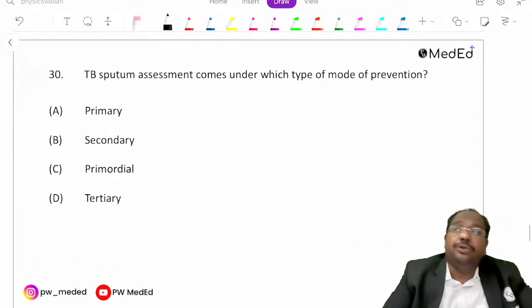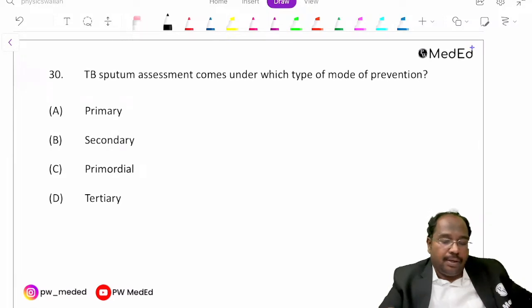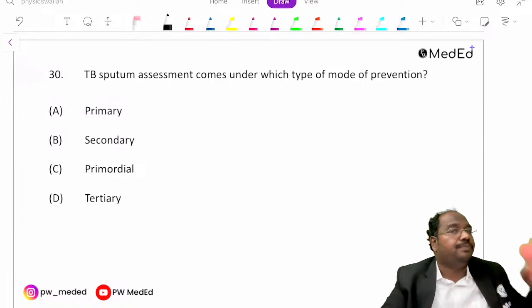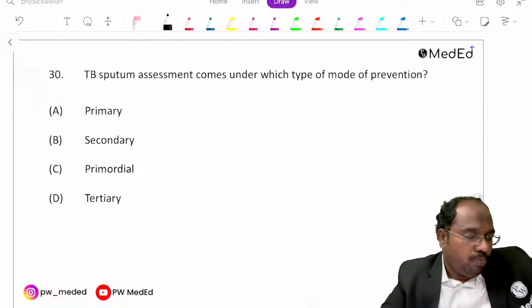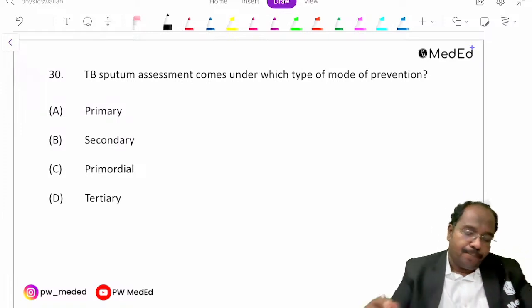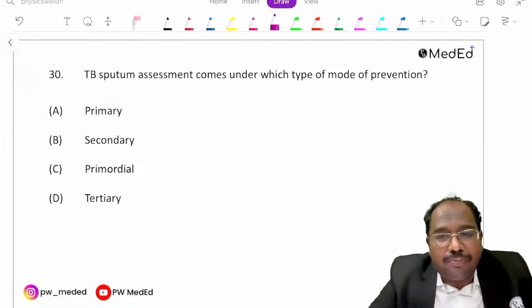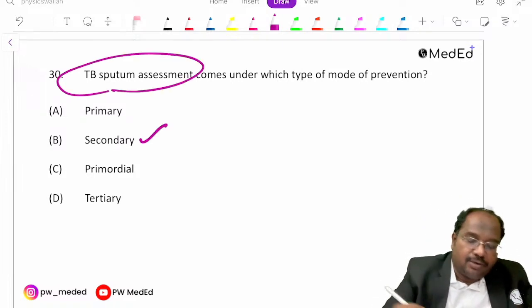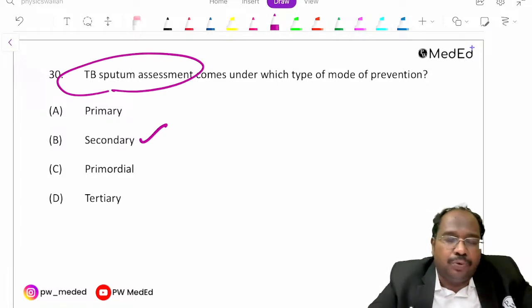Now, this one you should be able to answer. Come on, what is the answer for this question? TB sputum assessment comes under which of the following modes of prevention? I am checking for sputum. Sputum is for what mode of prevention? Excellent. This is secondary prevention.